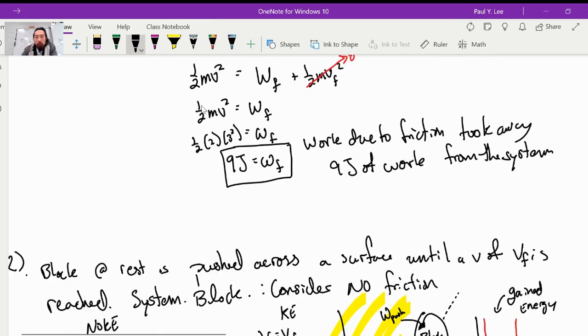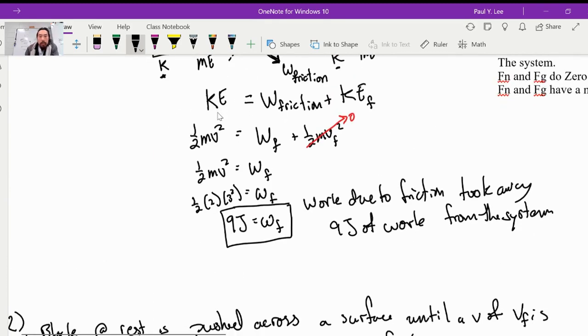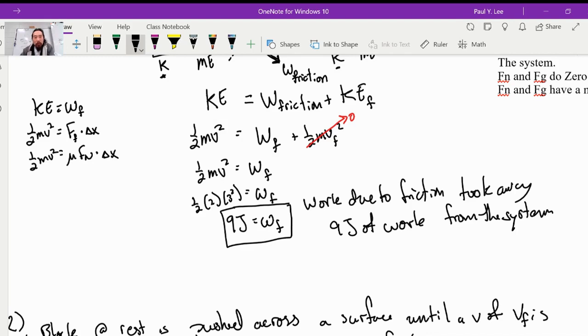And if we were to go to this formula over here, we said that KE is equal to the work done by friction. Now we can have a different variation of this formula. We can say 1/2 mv squared is equal to force of friction times the displacement. Okay, and we know that the force of friction is equal to mu times the normal force, times the displacement is equal to 1/2 mv squared. Wow, all the units are just coming together.